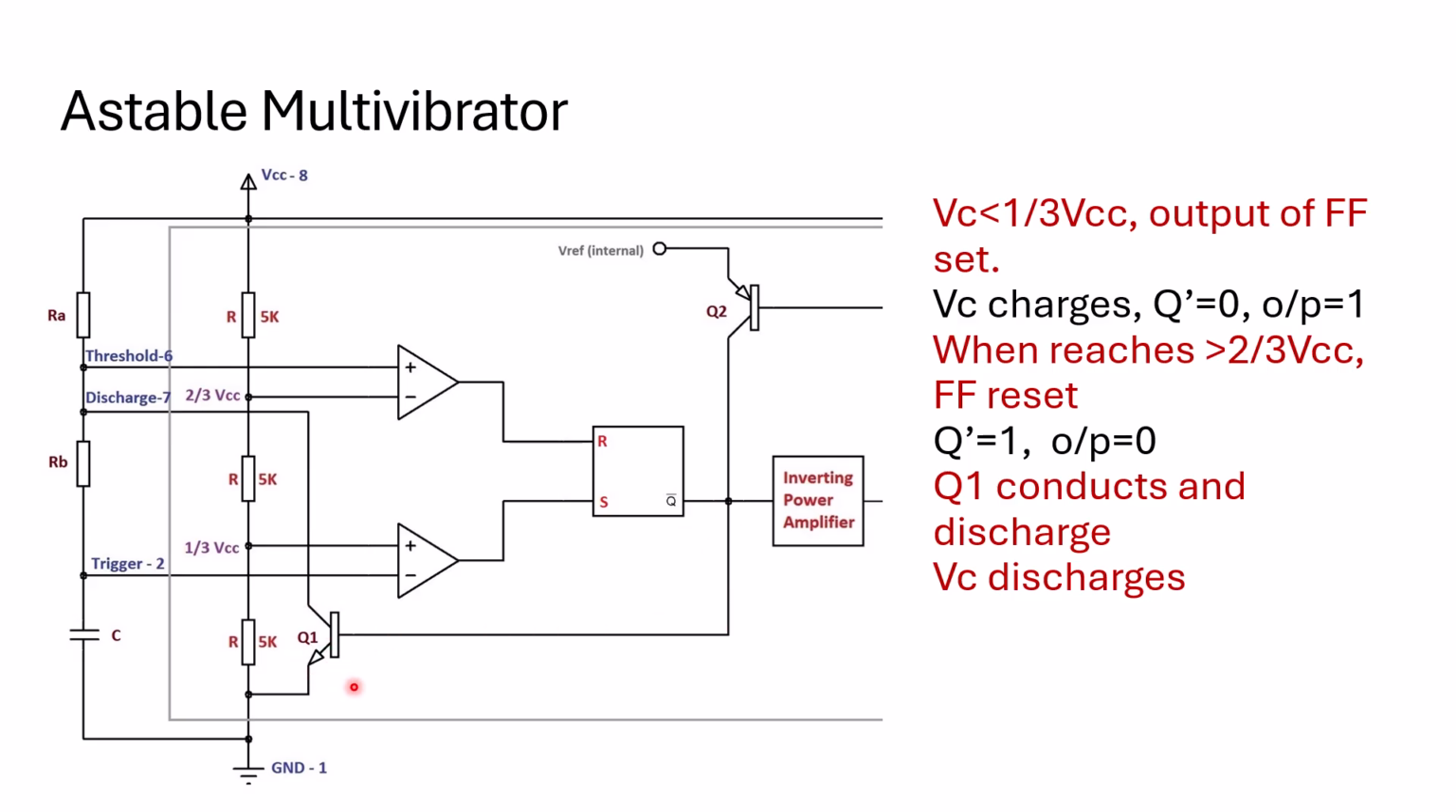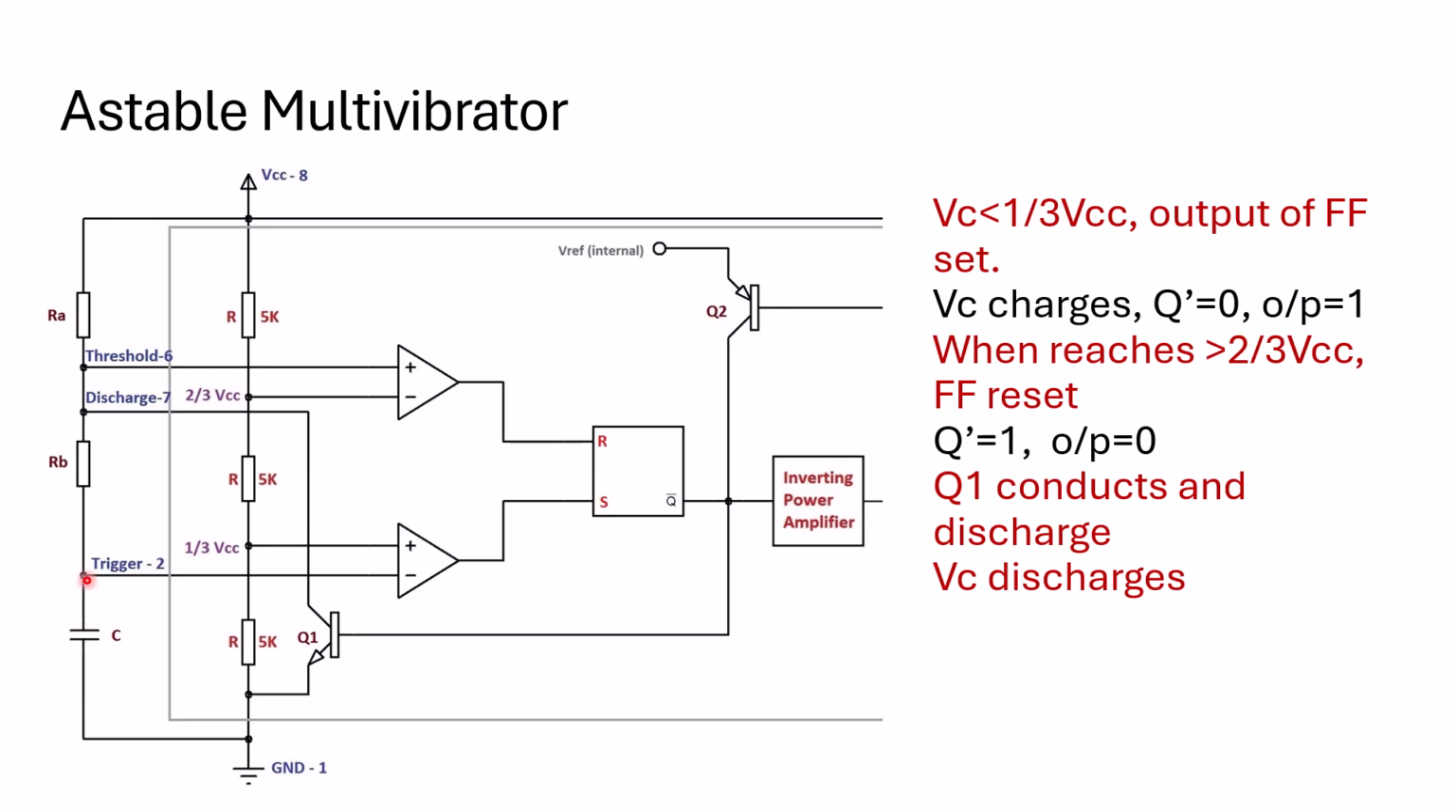Your Q1 cannot conduct now. So Q1 will be in the off state. When Q1 is in the off state, what will happen here is that the capacitor will try to charge through RA and RB. It cannot discharge, so your capacitor cannot discharge. So your capacitor will try to charge through RA and RB.